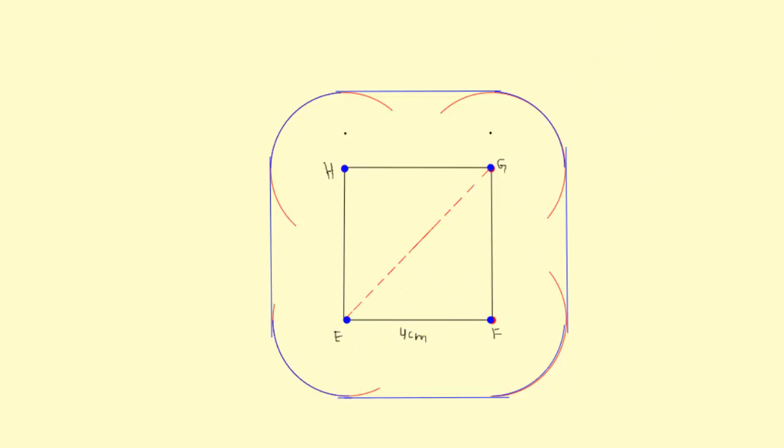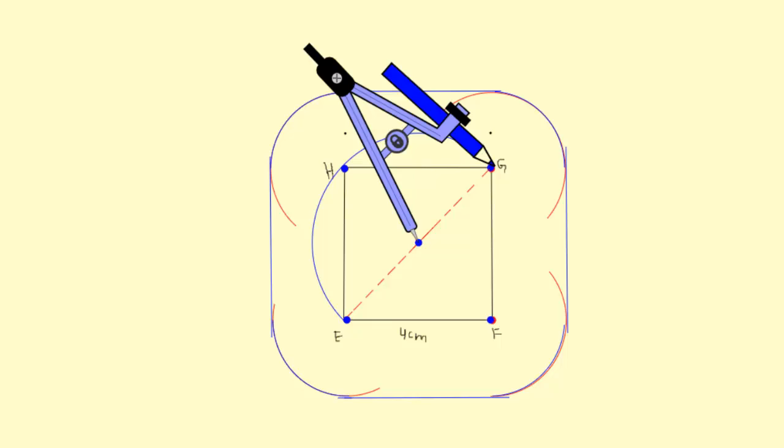To draw a circle, I need the center of that circle and the radius, and the center of the circle will be the midpoint of this EG line. And you know from the property of the square that the two diagonals of the square meet each other at the midpoint. This mark will be the midpoint of EG and it will be the center of the circle.